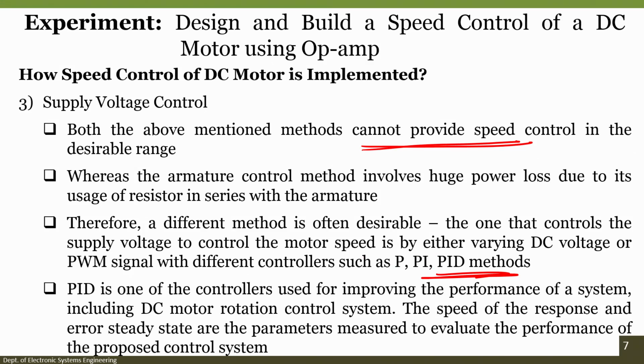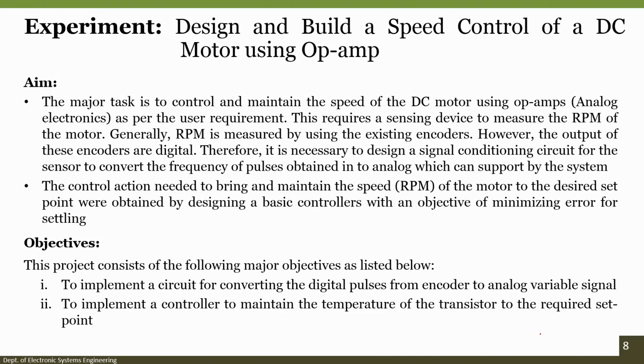The speed of the response and the steady state error are the parameters measured to evaluate the performance of the proposed control system. Now, what is the aim of our experiment? The major task is to control and maintain the speed of the DC motor using op amps, that is our analog electronics, as per the user requirement. This requires a sensing device to measure the RPM of the motor. Generally, RPM is measured by using an encoder.